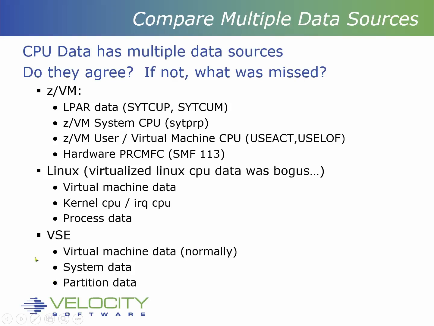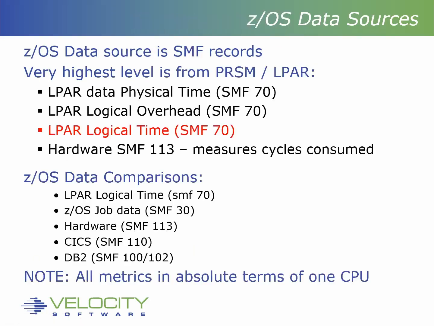So we have multiple metrics for each platform to compare. When you get to zOS, the highest level is going to be the PR/SM LPAR information. And unlike the other platforms, zOS really doesn't report what it uses in terms of system information. It's really expected that you go get the data from the LPAR. So we have only really one metric. We get the LPAR time for zOS, and we get the hardware SMF, which is again interesting.